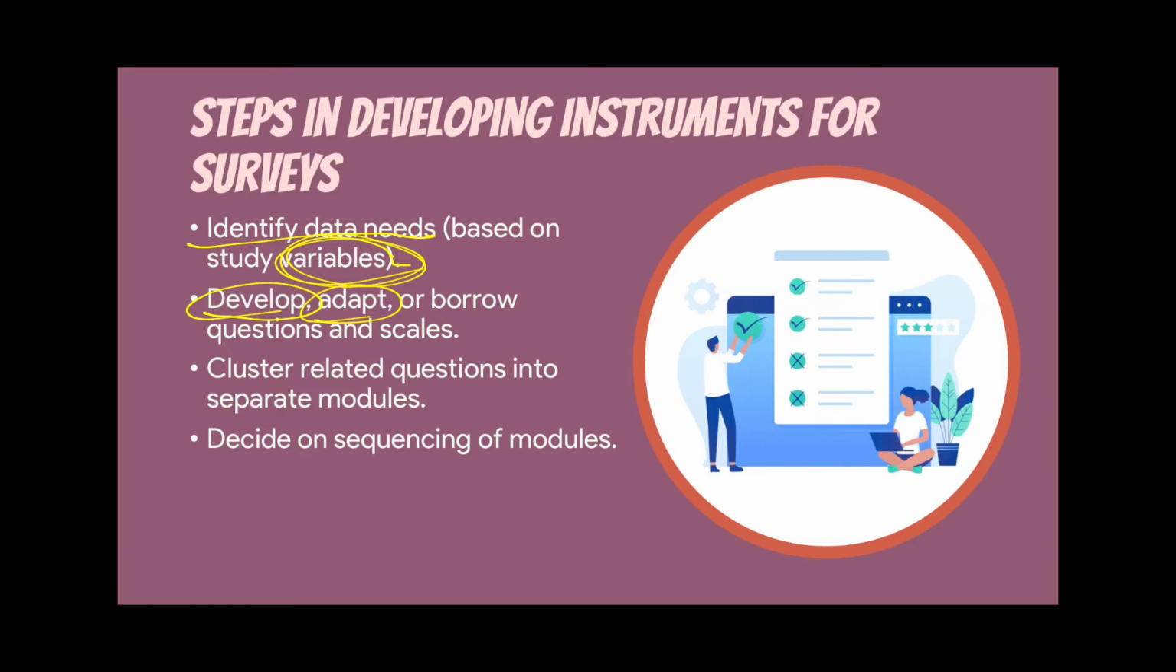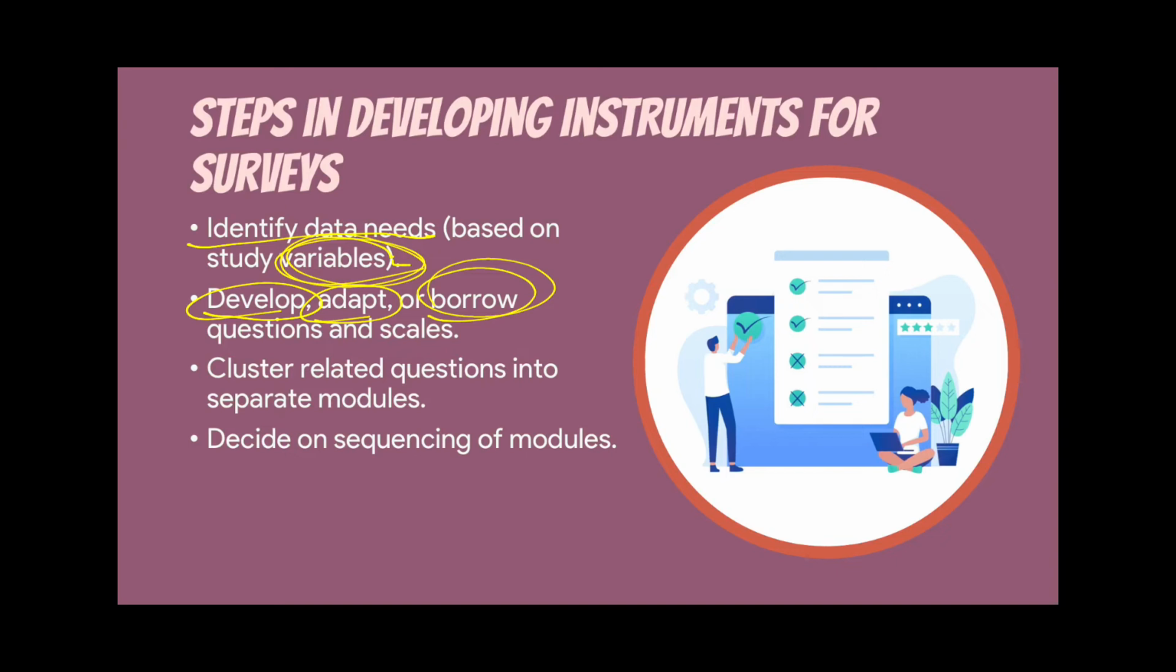Adapt is in the middle of researcher-made and standardized, meaning you might need to borrow or edit items from a standard questionnaire, or you can completely borrow a standardized questionnaire. Usually the process for borrowing is you have to cite them. You have to cite them when you are using their questionnaires.